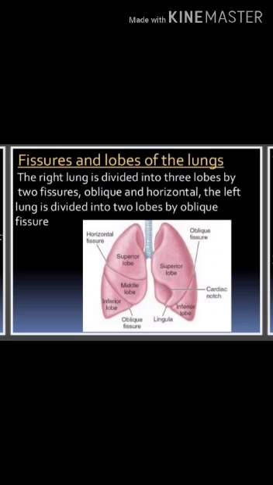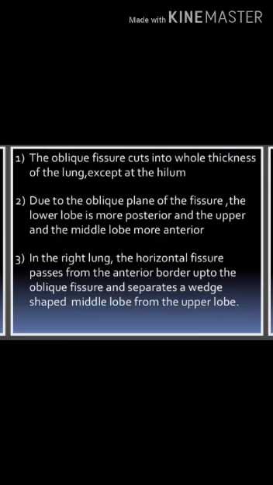Fissures and lobes of the lungs. As we know, the right lung is divided into 3 lobes by 2 fissures, oblique and horizontal. The left lung is divided into 2 lobes by the oblique fissure. The oblique fissures cut into the whole thickness of the lung except the hilum. Due to the oblique plane of the fissure, the lower lobe is more posterior and the upper and middle lobes more anterior. In the right lung, the horizontal fissure passes from the anterior border up to the oblique fissure and separates a wedge-shaped middle lobe from the upper lobe.